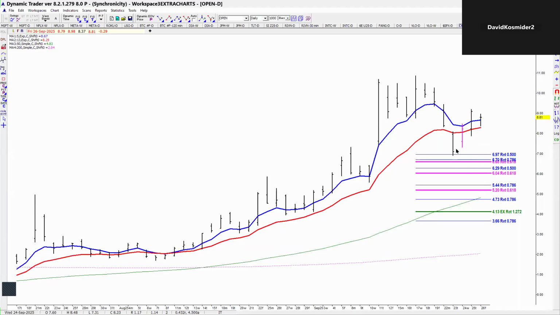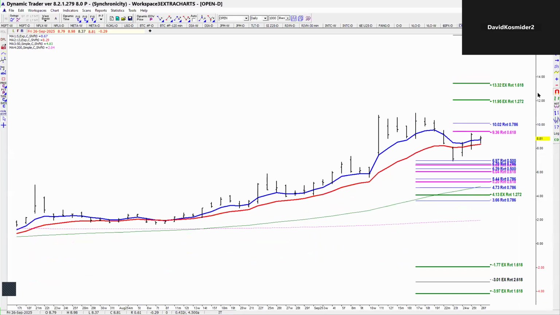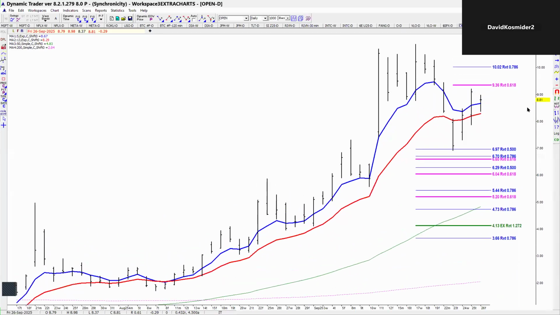Your risk definition is either underneath the low made prior to your buy signal, which would be here, or underneath the low end of the zone, which would be underneath 660. And target one would be 1195. Target two would be 1332. If it went even further, then target three is 2618. Okay. So I think I will let the next person get set up.